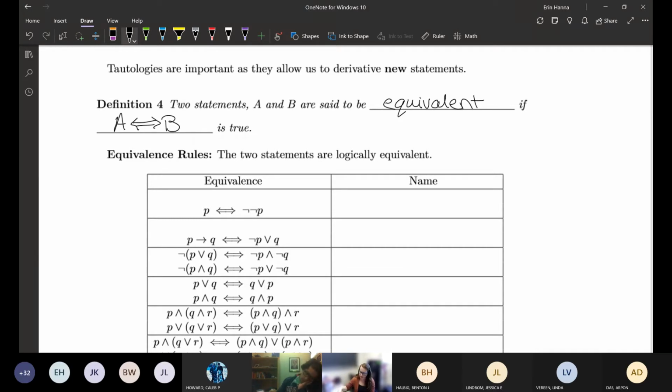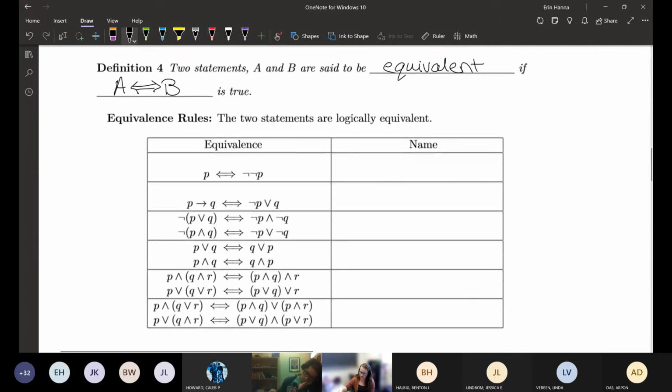And so what we can do with these is we're going to have this set of rules of things that are equivalent. We call these equivalence rules. Actually, we might not get to it today, who knows, but we'll also have these things called inference rules.